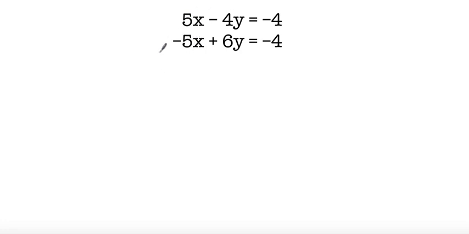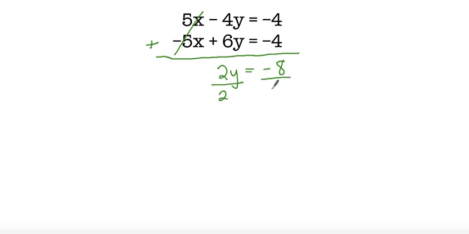And so because they're opposites, we're going to treat this like an addition problem and add straight down. So 5 and negative 5 is 0x, so that just cancels out. And negative 4y plus 6y, we end up with 2y is equal to negative 4 and negative 4 is negative 8. So 2y is equal to negative 8. In order to get y by itself, we divide both sides by 2. So we end up with y is equal to negative 4.